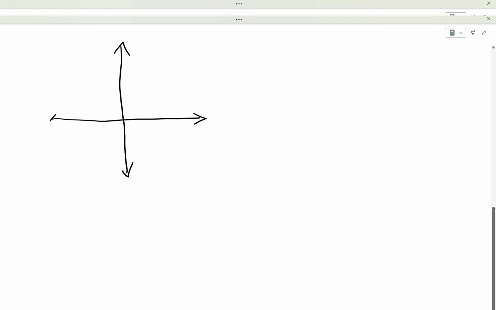Just getting my tablet all situated here. Let's draw a coordinate plane. So I have the x and y axes within a coordinate plane.